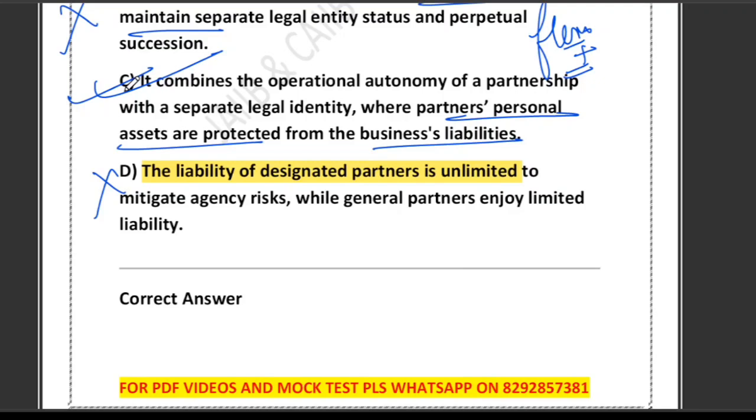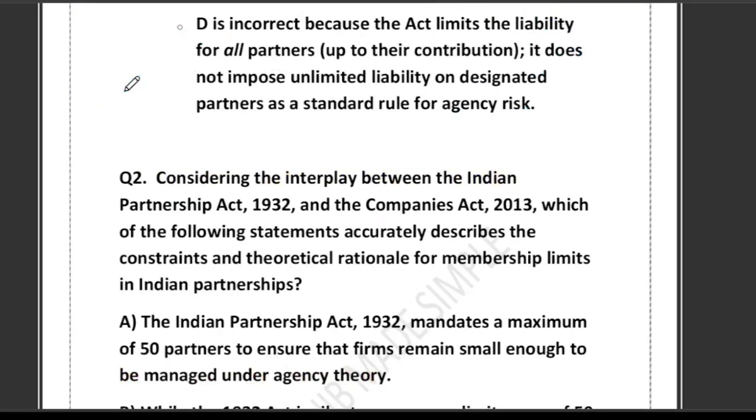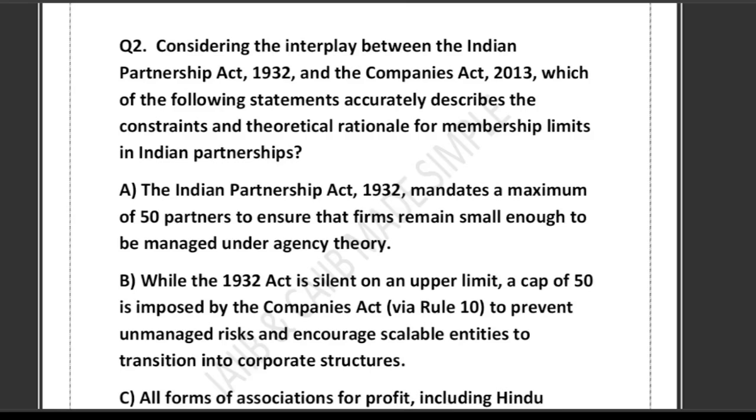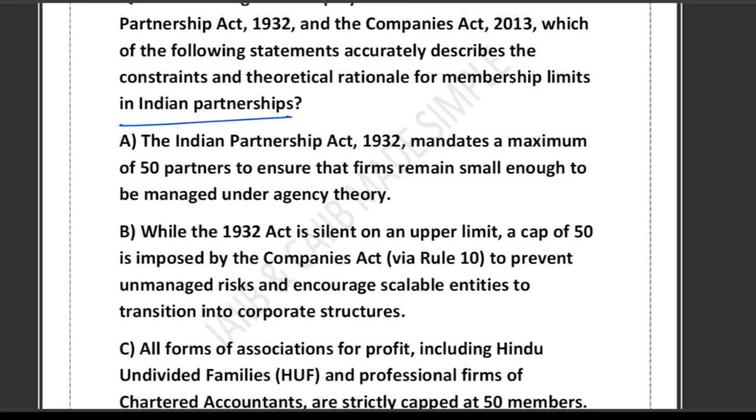Now, let's come to question number 2. Question number 2 says, considering the interplay between the Indian Partnership Act and the Companies Act, which of the following statements describes the constraint and theoretical rationale for membership limit in Indian partnership? Option A, the Indian Partnership Act mandates a maximum of 50 partners to ensure that firms remain small enough to be managed under agency theory.